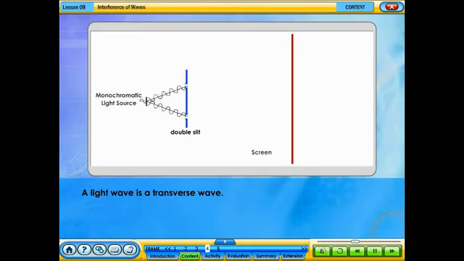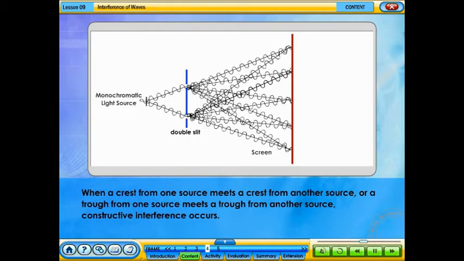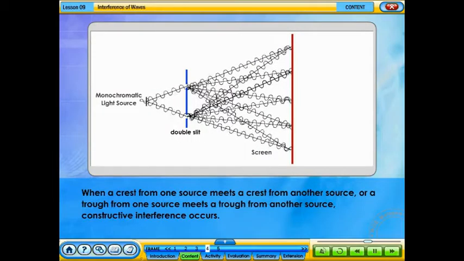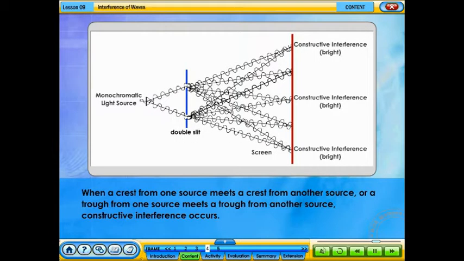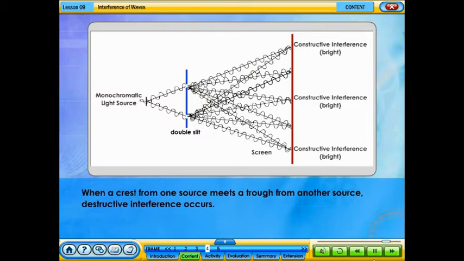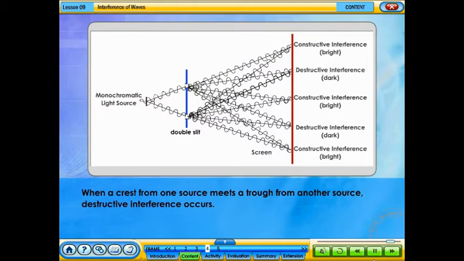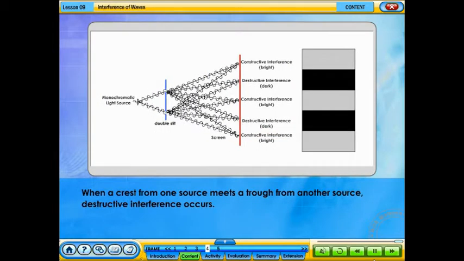A light wave is a transverse wave. When a crest from one source meets a crest from another source, or a trough from one source meets a trough from another source, constructive interference occurs. When this happens, bright fringes are formed. When a crest from one source meets a trough from another source, destructive interference occurs. When this happens, dark fringes are formed.